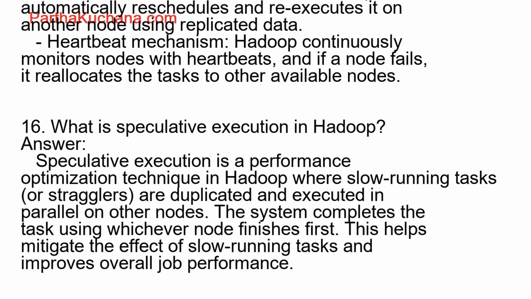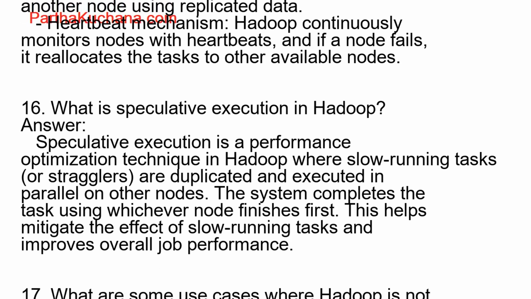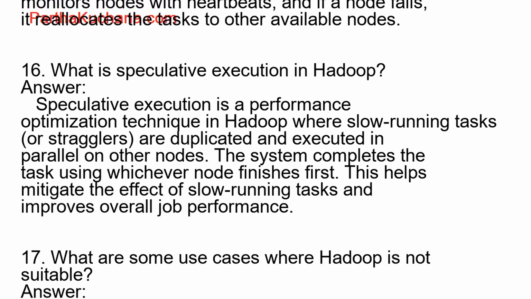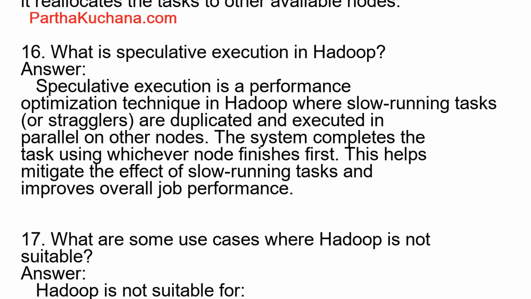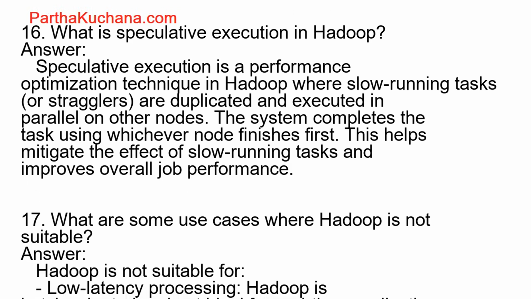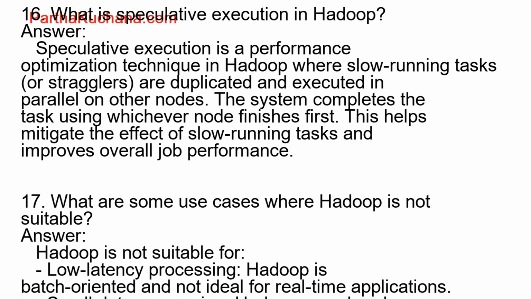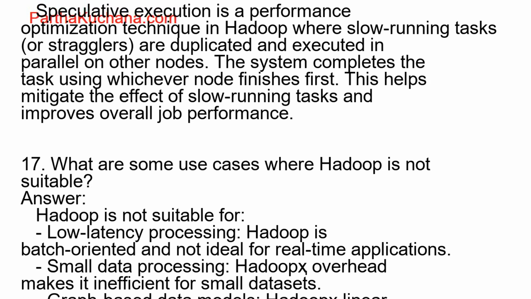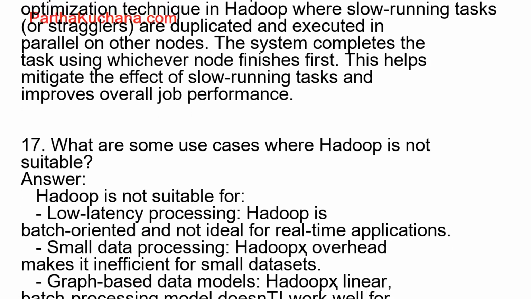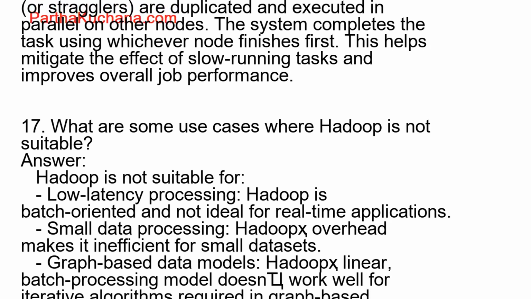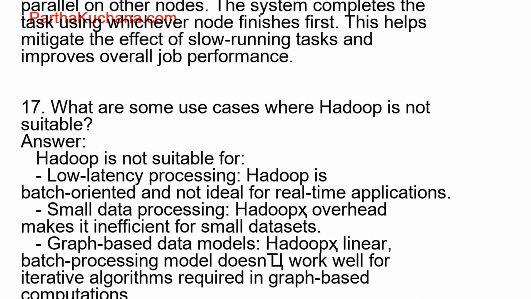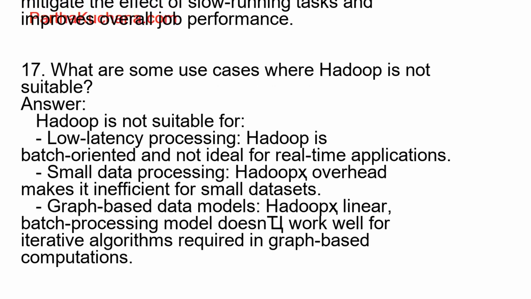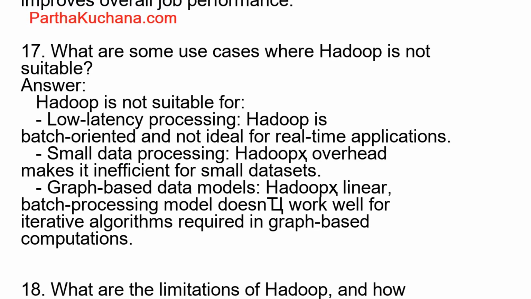18. What are the limitations of Hadoop, and how do you address them? Answer. Some limitations of Hadoop include high latency. It's not designed for real-time data processing. Small file handling. Hadoop performs poorly with many small files due to its large block size. Complexity. Setting up, configuring, and managing Hadoop clusters can be challenging. These limitations can be addressed by using tools like Apache Spark for real-time processing, HDFS Federation for better namespace management, and integrating Hadoop with other technologies to enhance capabilities.